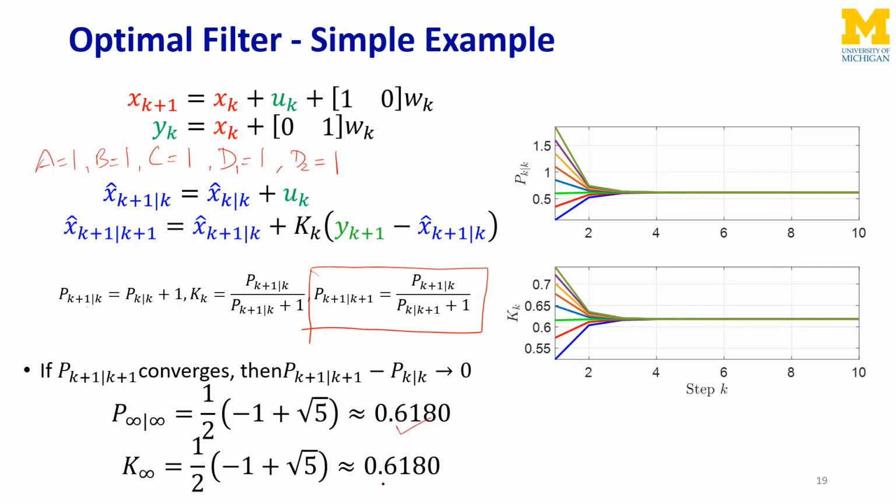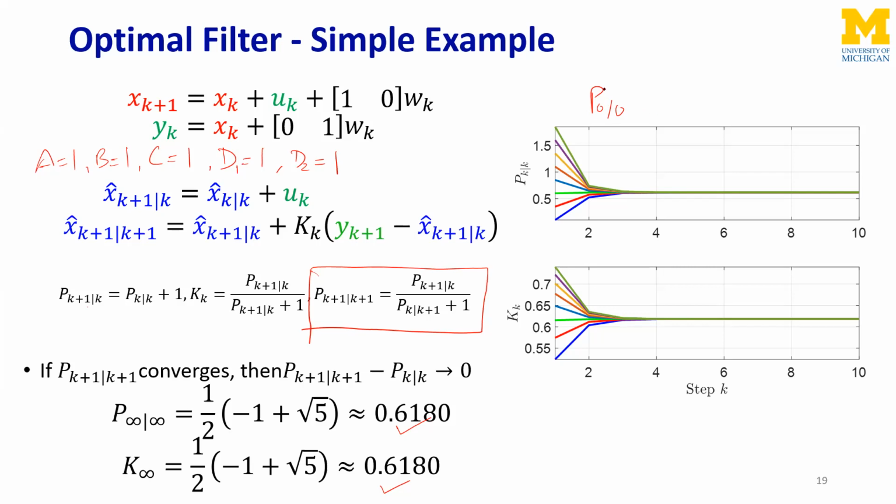And K infinity, the corresponding optimal gain, is given by this term. And these two figures show what happens if you implement these equations with various different values of P naught naught. P naught naught is like the tuning parameter, or a hyperparameter that you choose. So you can choose a bunch of different values and see how quickly or slowly your state estimates converge.